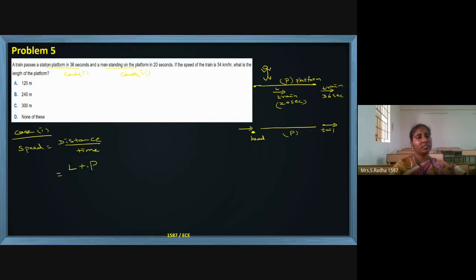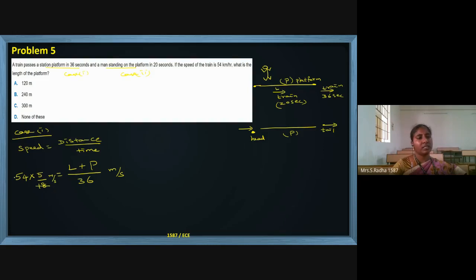Okay. So distance means length of the train plus length of the platform we have to take, and time taken is 36 seconds. And both answers, if you see in the options, are in meters. So the units are meters per second on RHS. Platform will not have any speed. So speed of the train is 54 kilometers per hour. Convert it into meters per second. Converting to the lower unit means you have to multiply with 5 by 18, so left side also you will get meters per second.